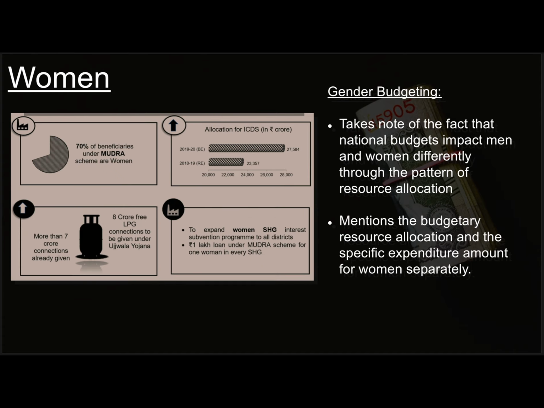Now talking about women. This is a very interesting topic because there is a concept known as gender budgeting. Gender budgeting takes note of the fact that national budgets impact men and women very differently. And it mentions budgetary resource allocation and the specific expenditure amount for women separately in a column. This is a very good step.